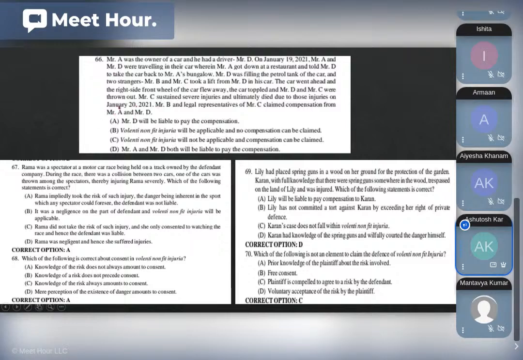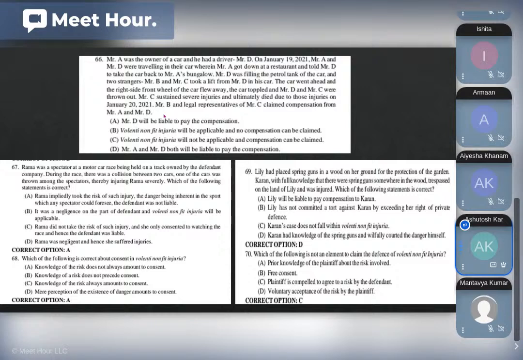सो A कार का ओनर था, D कार का ड्राइवर था. D ड्राइव जब कर रहा था तब B और C थे कार में जो कि लिफ्ट लिए थे एंड वहां C बाहर गिर के मर गया. D को शायद उतना कुछ हुआ नहीं, D अभी जिंदा है. So अभी वो पूछ रहा है कि ये जो compensation है under law of torts, can it be availed from Mr. A and D? Option A says कि हाँ D को देना चाहिए compensation, right? D ड्राइव कर रहा था तो उसको compensation देना चाहिए.